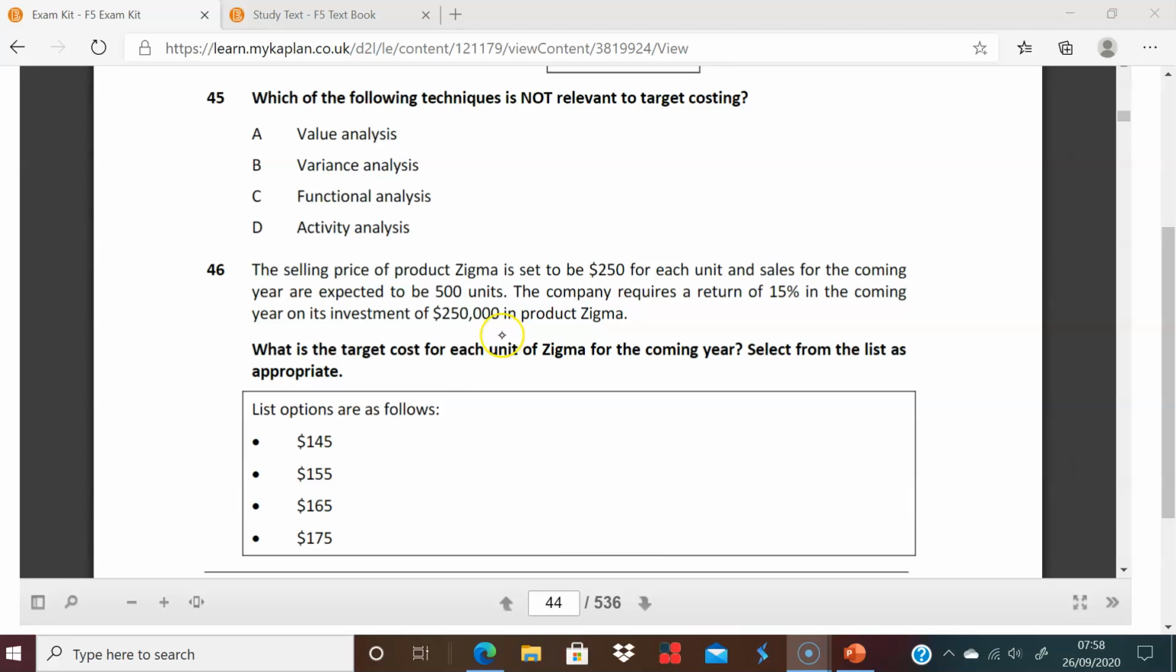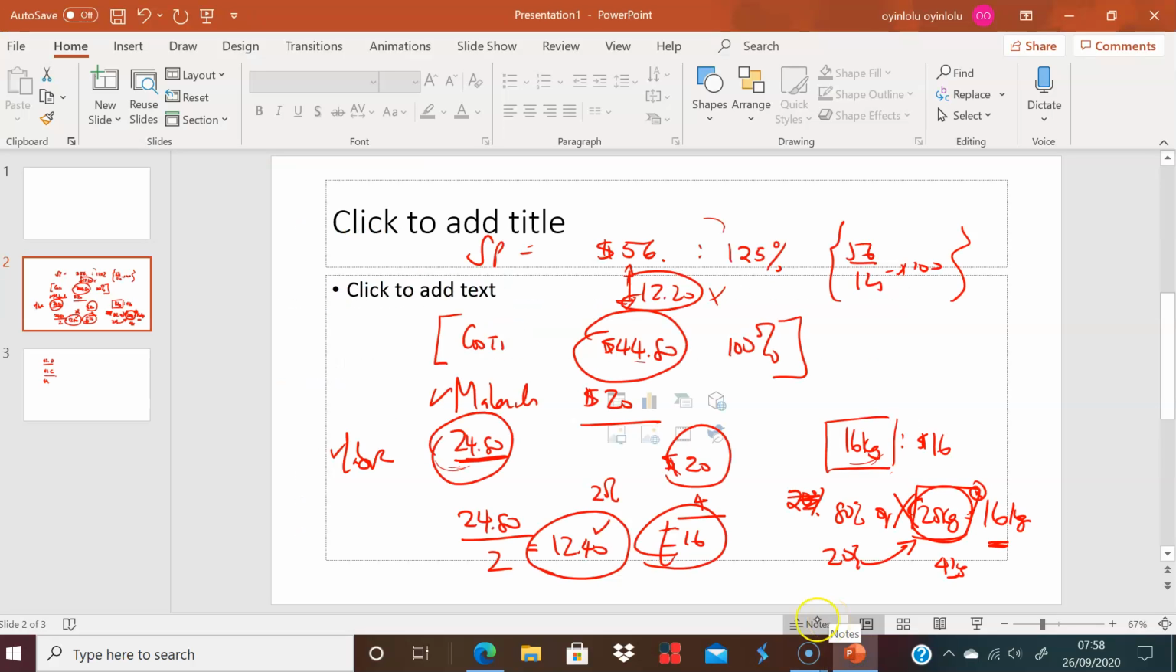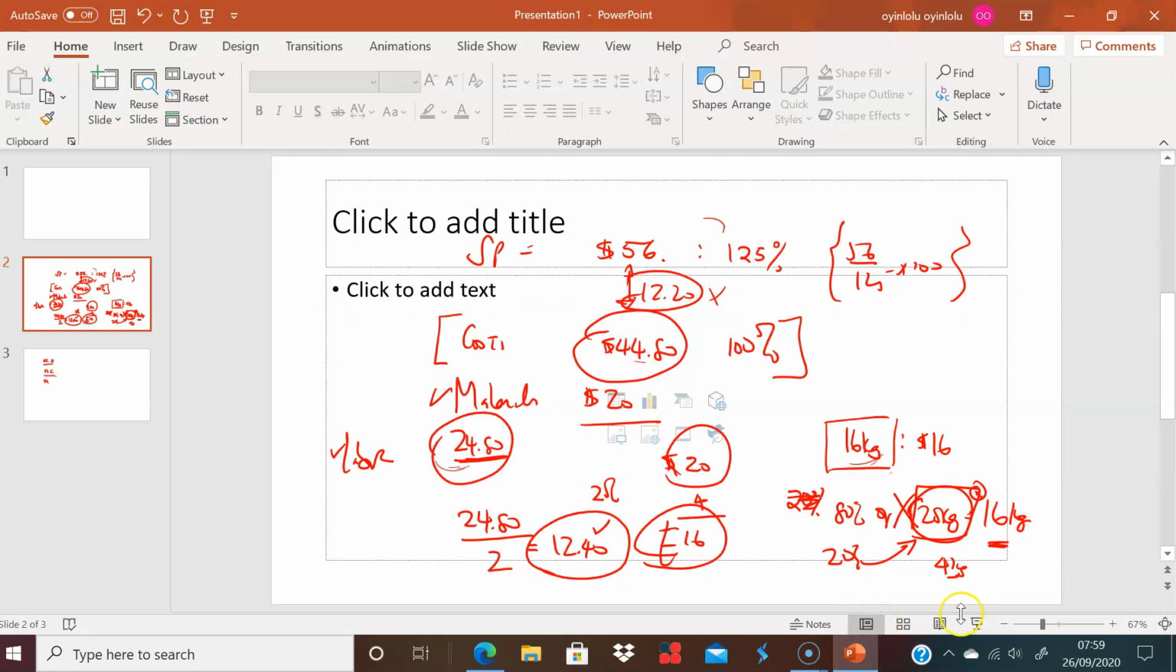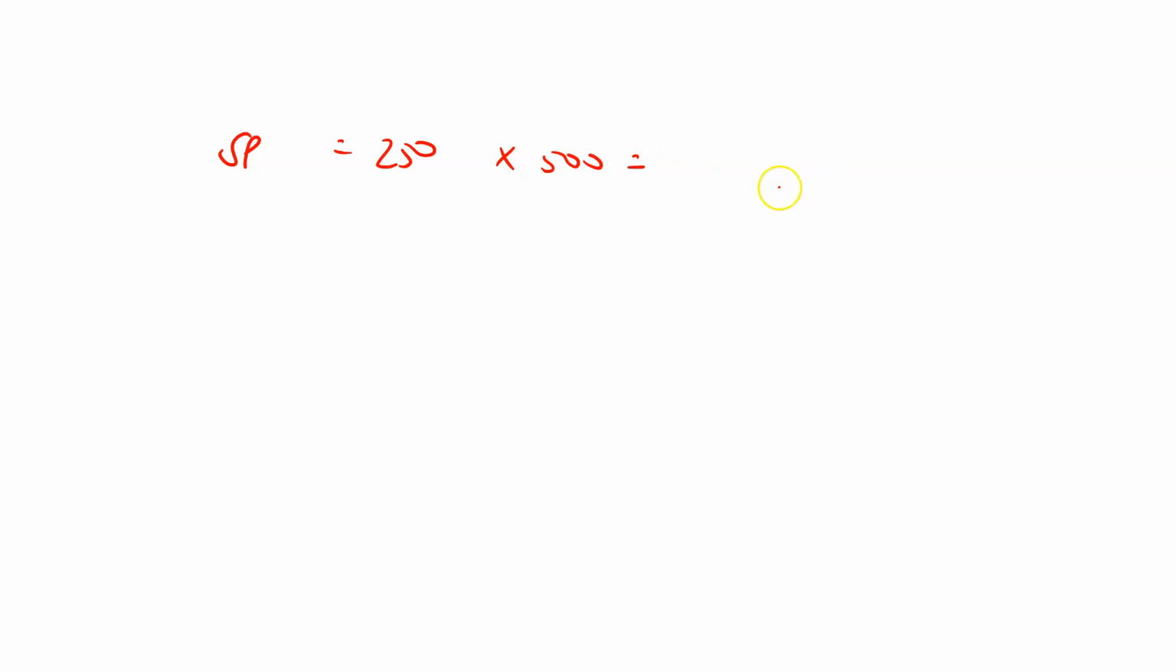46, another numerical, something that we like. Let's look at what's going on here, and let's just look at the question again. So it says that the selling price here is set to be 250 for each unit, and they expect to sell 500 units. So let's look at that first. They expect selling price 250, and they expect to sell 500 units, which takes them to 250 times 500.